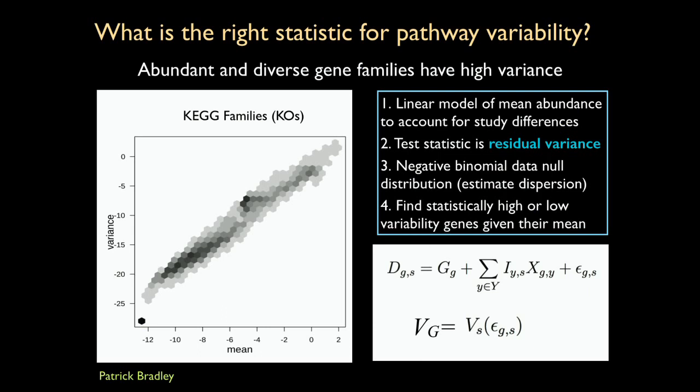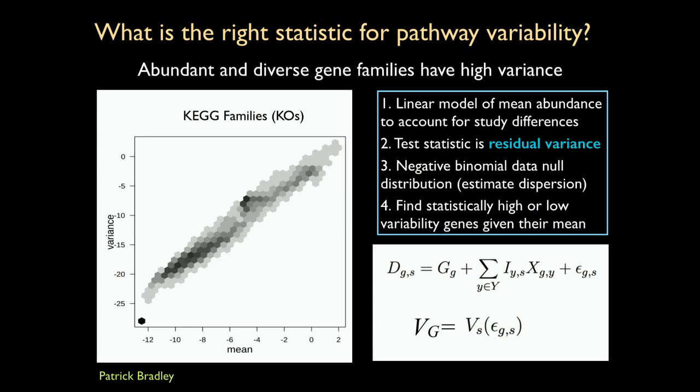So we designed a test statistic that has a gene-specific mean, a study effect, because we want to integrate data across different studies. And even after the best normalization, there might be batch effects in the data. So that's what these are. And then we look at the residual variance that's not explained by the model. So in any individual person's subject S's microbiome, the amount of gene G, the variance not explained is epsilon, and we just take the variance of the residuals from this linear model, and that's our test statistic.